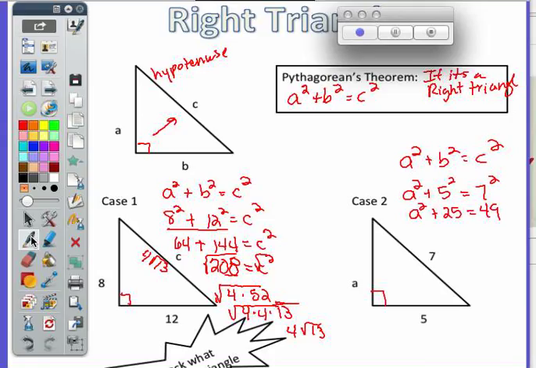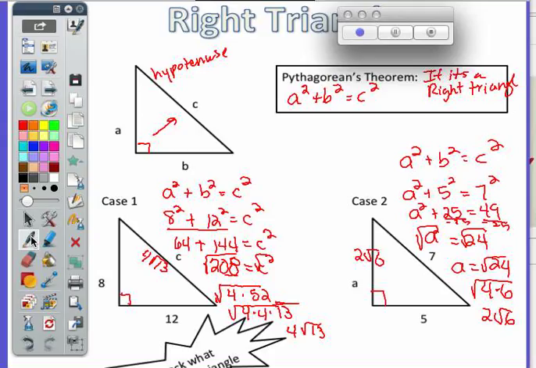Now, because my numbers are on opposite sides of the equal sign, I need to do the opposite operation. So I'm subtracting 25 from both sides, and I get a squared is equal to 24. Now I have to take the square root of both sides, and a is equal to the square root of 24. Now, 24 can be broken down into 4 times 6, which is 2 square roots of 6. So that means a is 2 square roots of 6. One thing that we know for sure, whenever we do Pythagorean theorem, the c, or the hypotenuse, always has to be the longest side. So I can use that and ask myself, does that make sense?